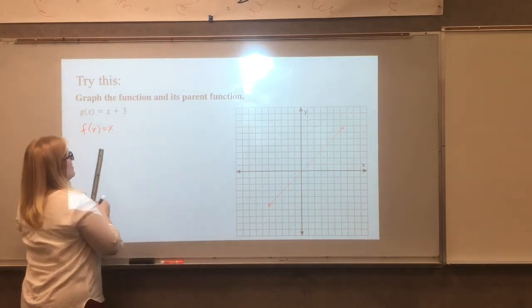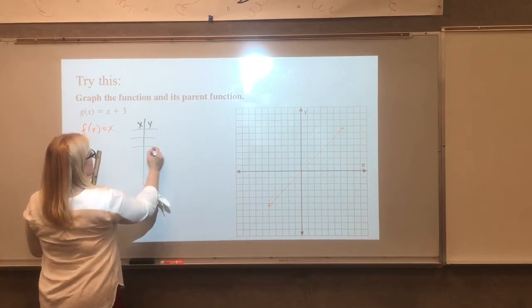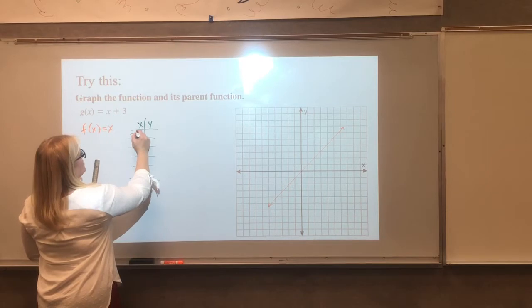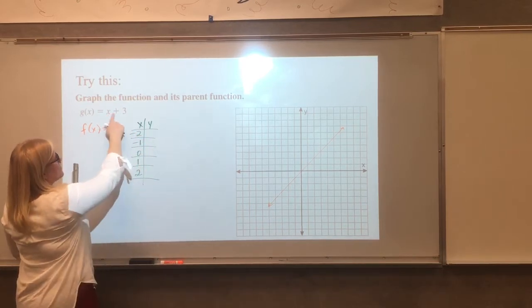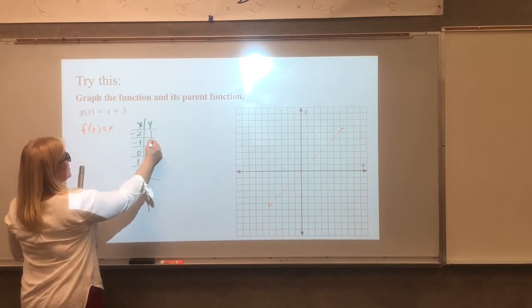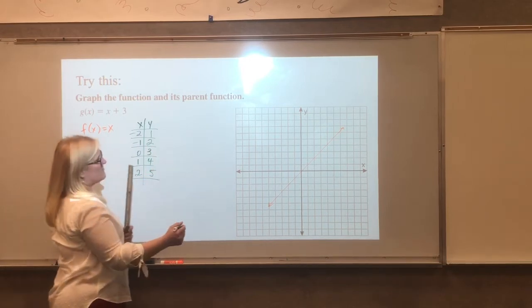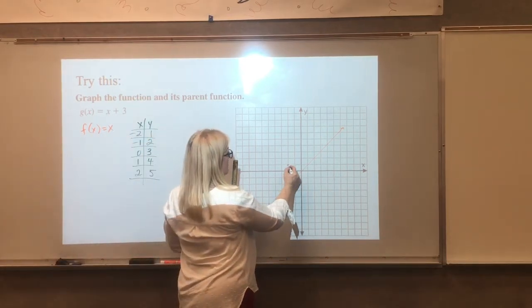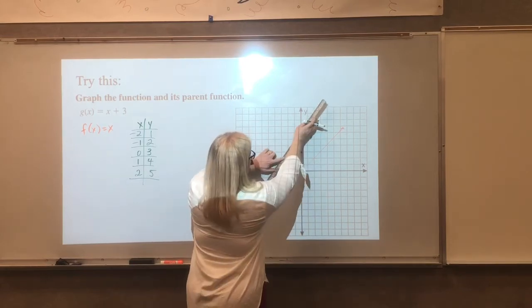So if I make a table again, and maybe I do -2, -1, 0, 1, 2 again. -2 plus 3 is 1. -1 plus 3 is 2. 0 plus 3 is 3. So these go up like this. So -2, 1. -1, 2, and they keep going up.